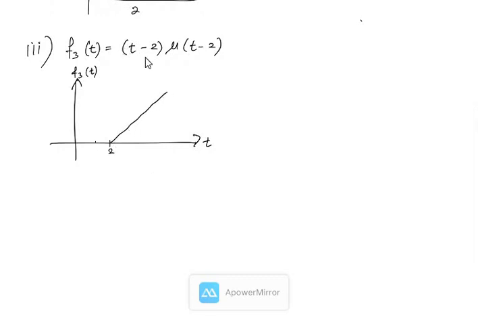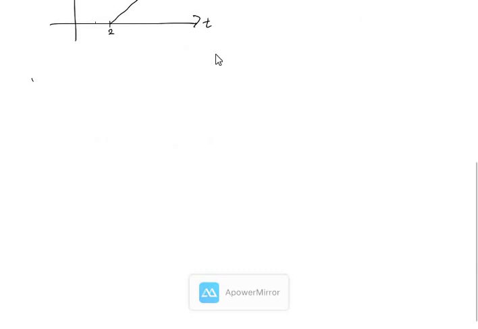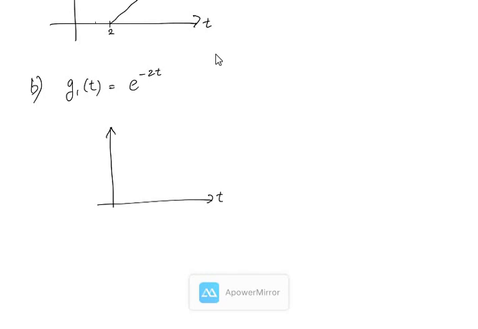But that is provided your equation is t minus 2 times the unit step of t minus 2. That's the difference. Okay, we go to another example. If we have g1(t) equal to exponent negative 2t, the graph will be like this. So this is the graph of exponent negative 2t.